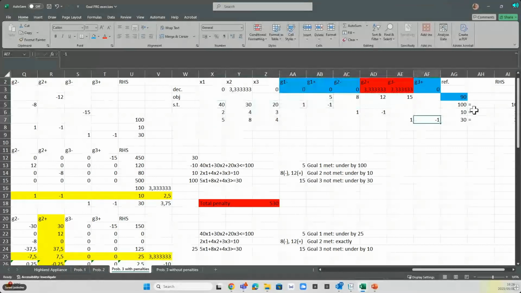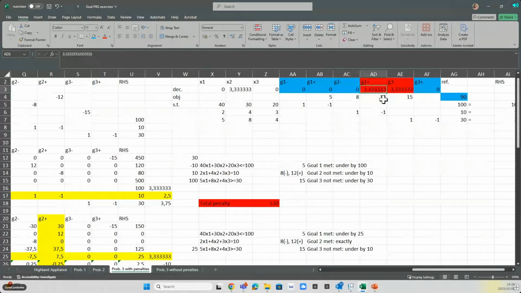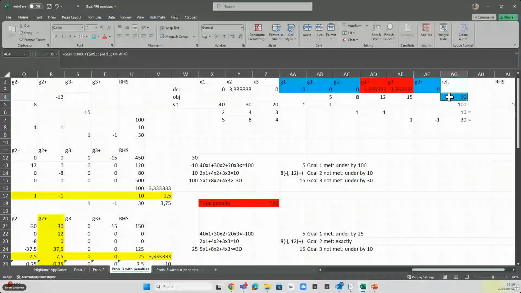So all of your constraints are going to be equals to. Then you do your whole solver, sum product, min, I'm trying to minimize everything. Now, this tells me that I've got a penalty of 12 times 3.3333 because that is the amount it's above, but the penalty is 12. So 12 times that amount plus 15 times that amount will give you a penalty of 90. But what do you do if you don't have penalties?